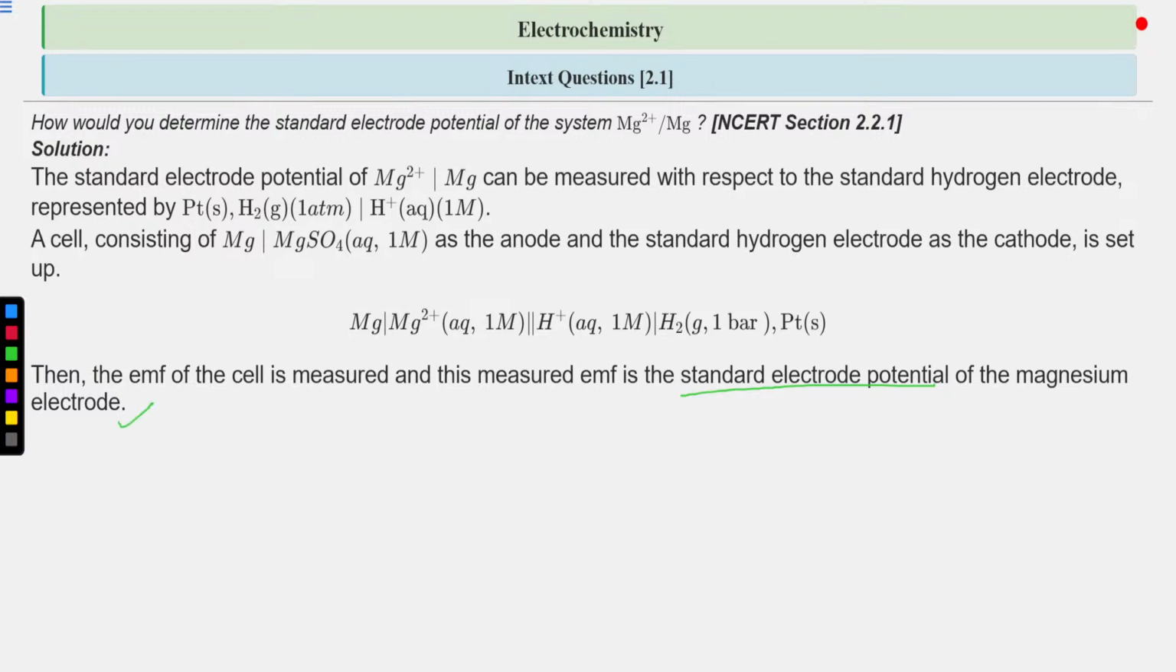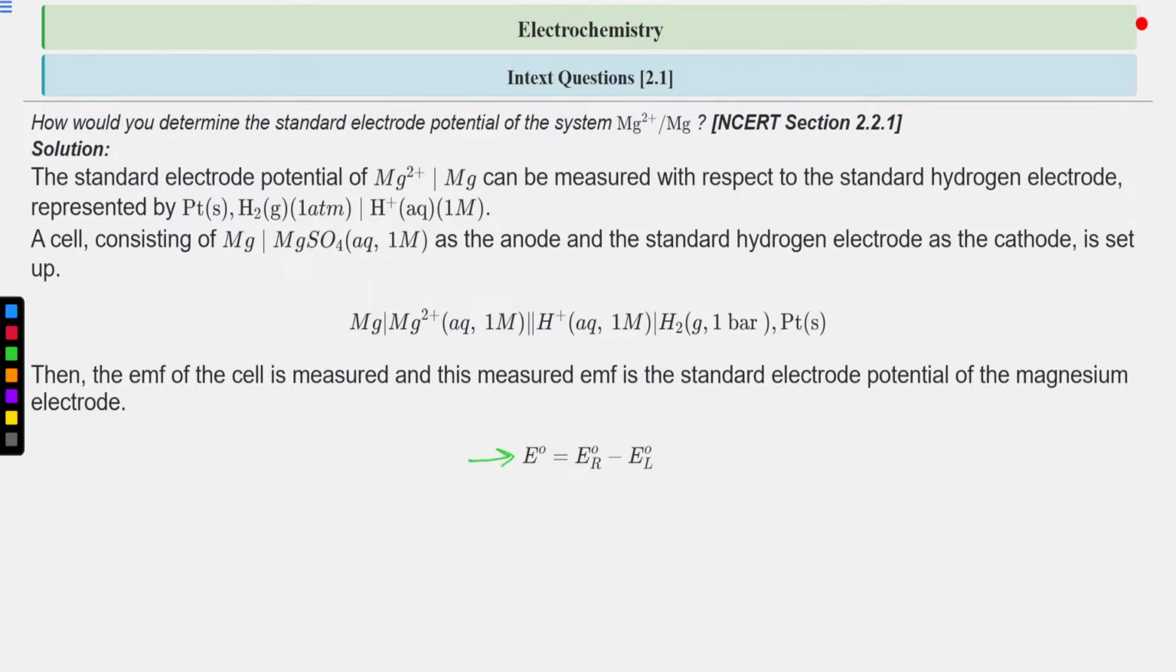This should be clear by now to all of you, because we have studied this definition so many times in this lecture: if you use SHE as one half cell, the overall electrode potential of the cell will be equal to the standard electrode potential of the other half cell, other than the SHE. So the EMF of the overall cell is measured, and this measured EMF will be the standard electrode potential of the magnesium electrode.